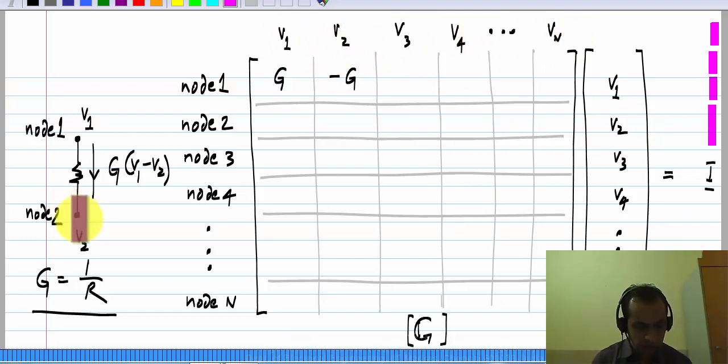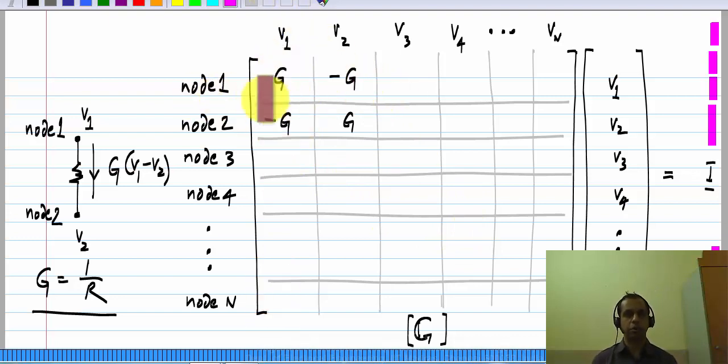And the current flowing away from node 2 is G times V2 minus V1. Remember in each node we group the currents which are flowing away from the node. So the current flowing away from node 2 is G times V2 minus V1, and we'll have G times V2 minus G times V1. Of course, in these columns and these rows there will be other terms corresponding to other components connected to this node. But I am talking about now the contribution of only this particular resistor.